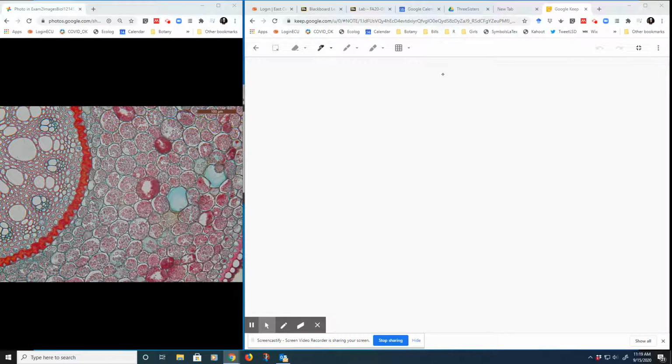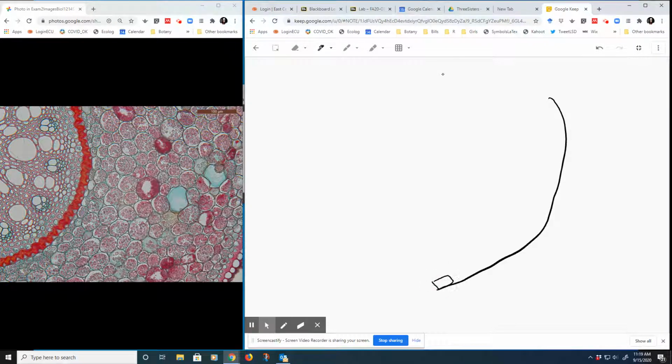Alright, so we are looking at the monocot root cross-section. Smilax is our example here. We're going to start on the outside with the epidermis layer, always on the outside here.